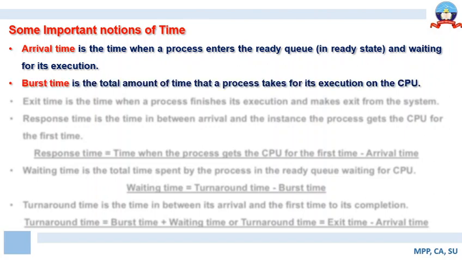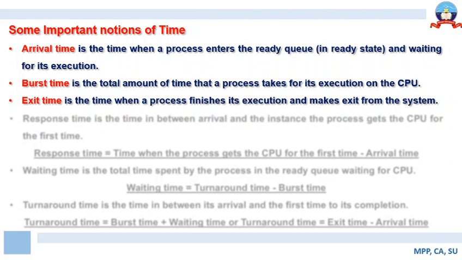Now burst time. So burst time is the total amount of time that a process takes for its execution on the CPU. Whenever the process is allotted the CPU, the time for which it utilizes the CPU for performing operations is called the burst time. Now likewise you have exit time. So exit time is the time when a process finishes its execution and makes exit from the system.